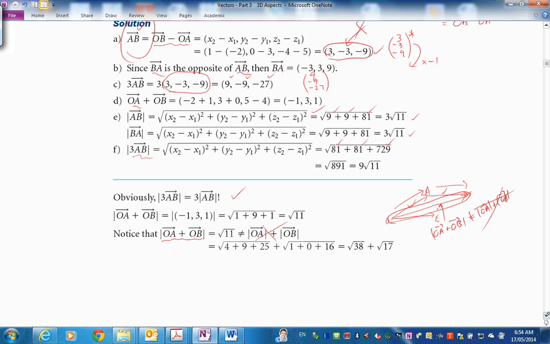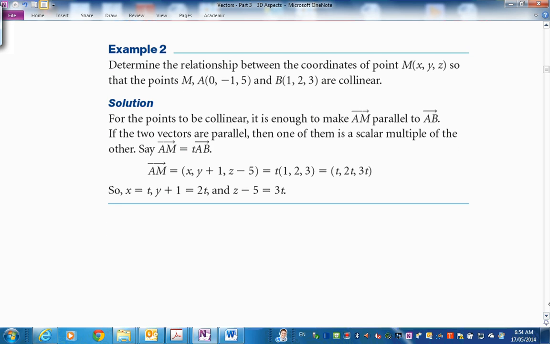Alright, let's look at some more examples. What we're doing, remember, is going through what we've established for vectors in 2D in a 3D situation. Okay, determine the relationship between the coordinates of this point so that the points M, A and B are collinear. That is, lie on a straight line. Okay. So for the points to be collinear, it's enough to make AM parallel to AB. That's fair enough. So one is a scalar multiple of the other.